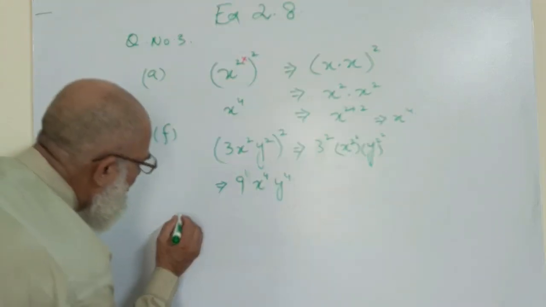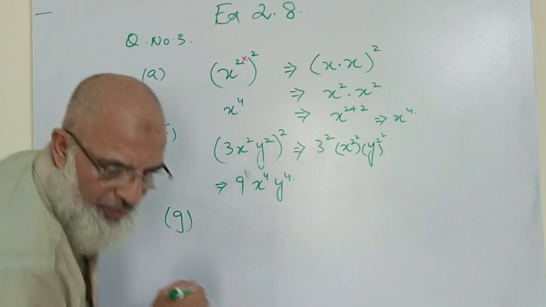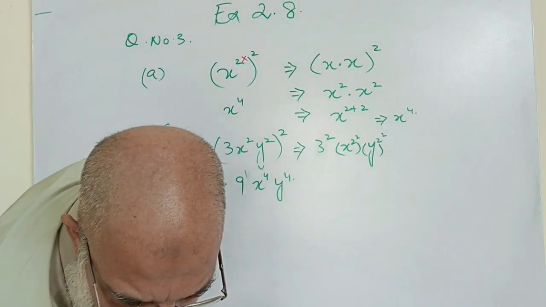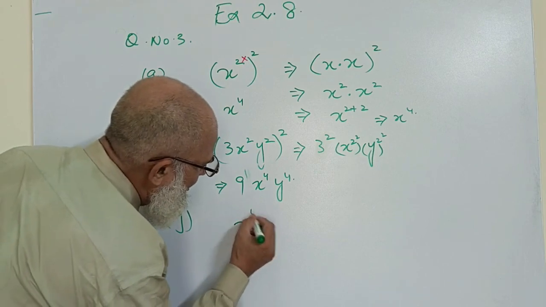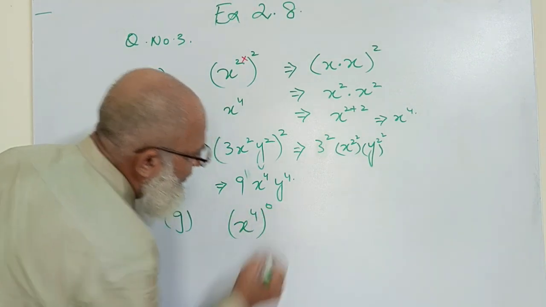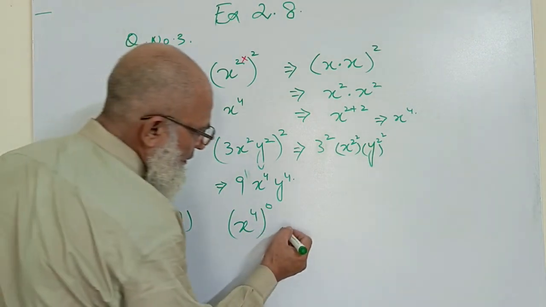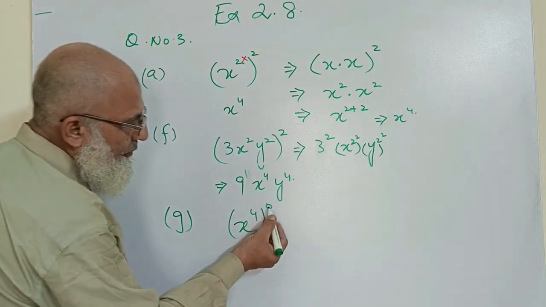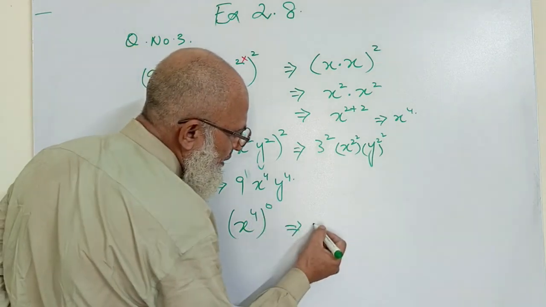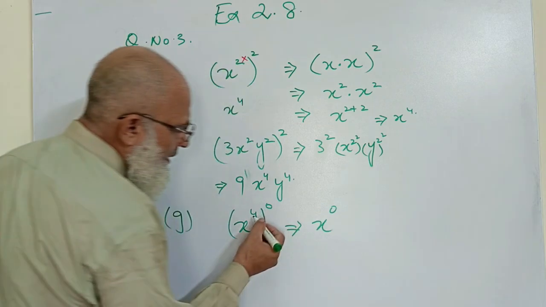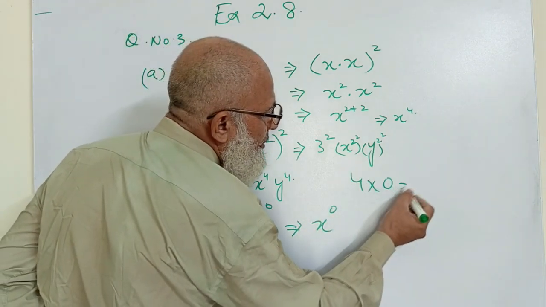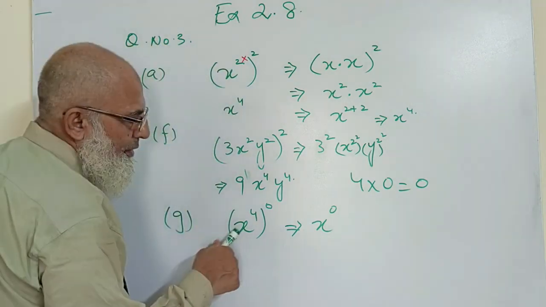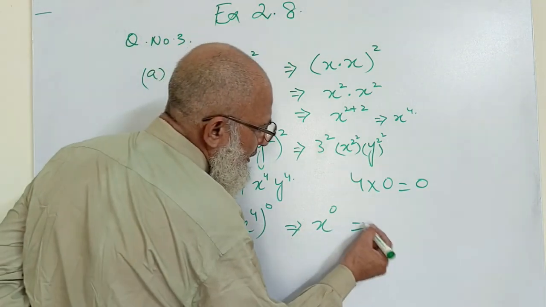Part G. Now part G, what does it say? x power 4 raised to power 0. Now multiply this 4 with power 0, it will become x^0. 4 times 0 is 0. So x^0 is 1.